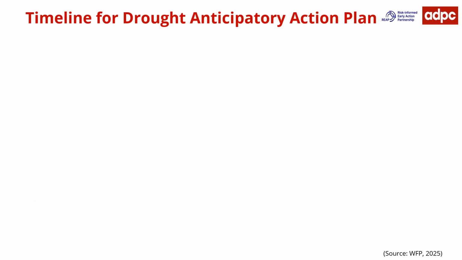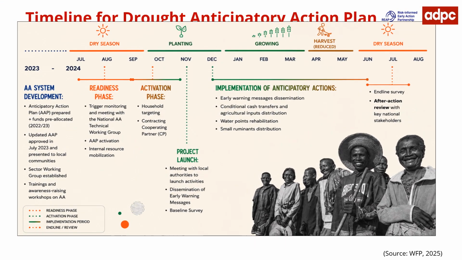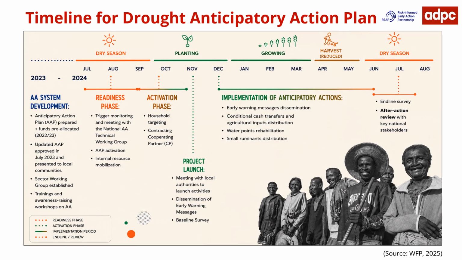Let's look at how this plays out across an actual seasonal timeline, from 2023 to 2024. The season runs through dry season, planting, growing, a reduced harvest, and back into dry season. Overlaid on this are 4 phases. AA System Development. The Anticipatory Action Plan is prepared and funds pre-allocated in 2022 and 2023.